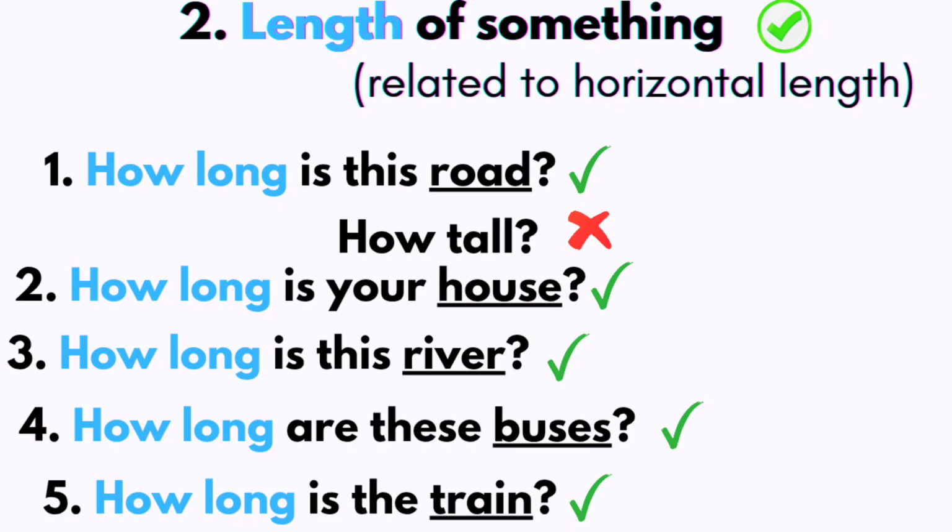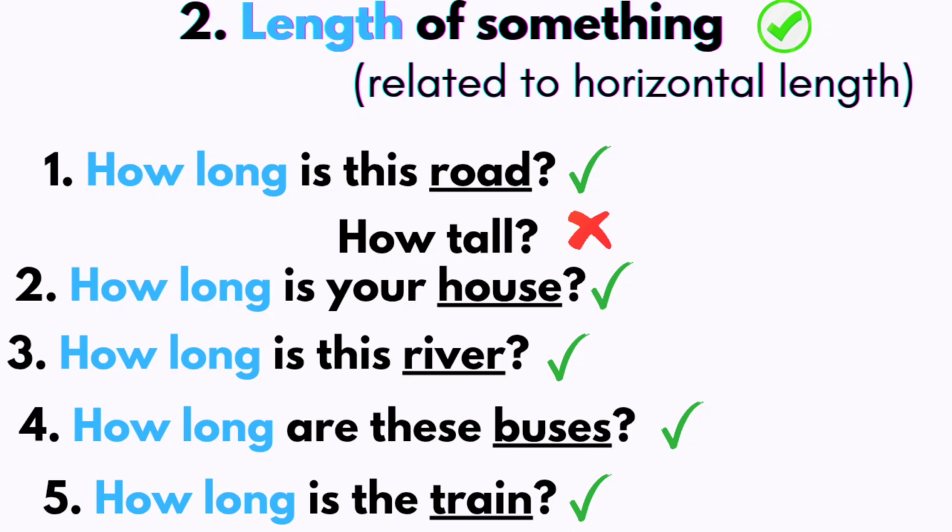How long is this road? I'm not talking about the height of the road. So you cannot say how tall is this road. That is the wrong usage. Don't use how tall. If it is related to horizontal length, look at the examples again. How long is this road? Is your house? How long is this river? How long are these buses? How long is the train? I'm asking about the length of the train, length of the buses, length of this river, length of your house, length of the road. You cannot use how tall. That is a wrong usage.